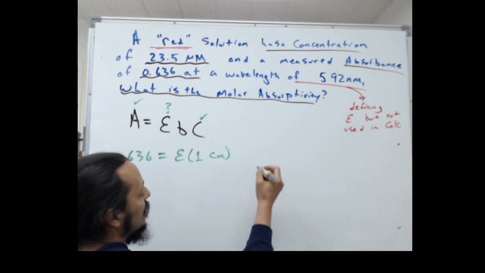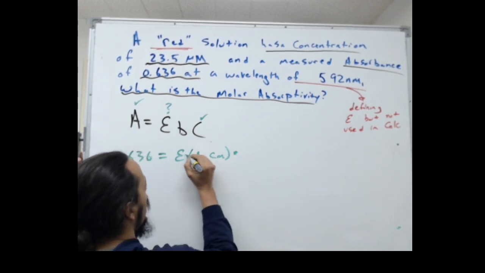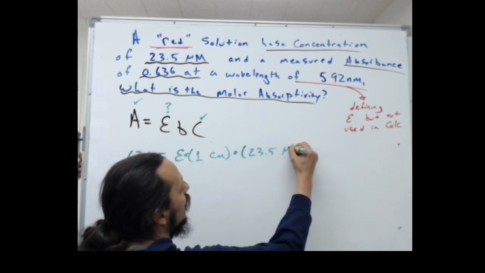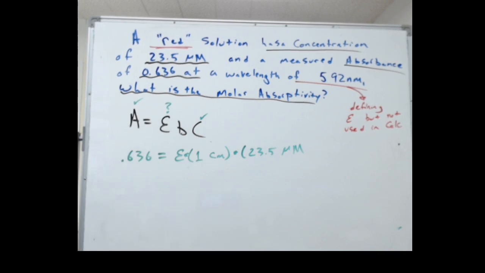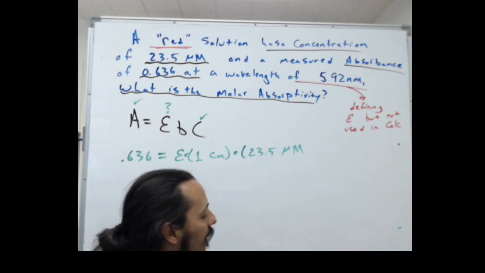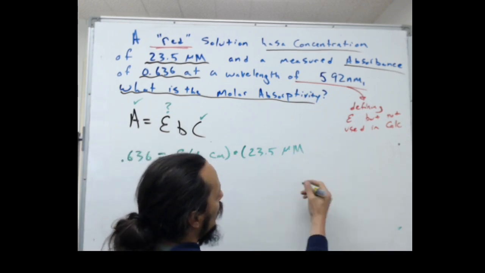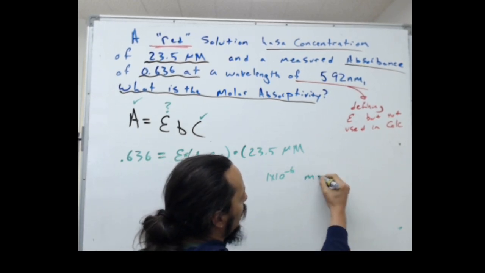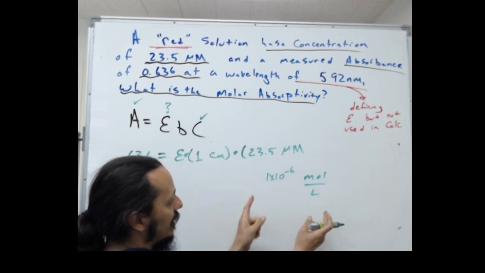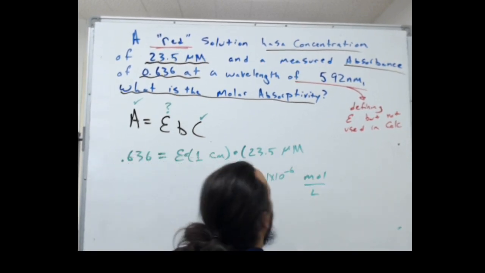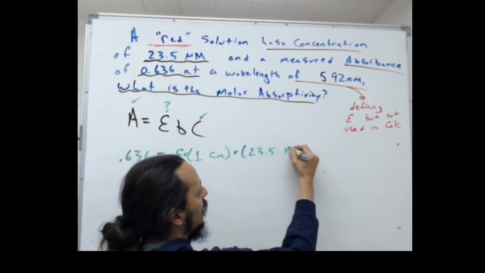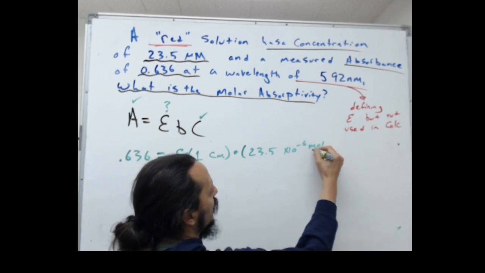And then we've got our concentration. Our concentration is going to be 23.5 micromolarity. I'm going to go ahead and just convert that really quick using our unit conversion rules for prefixes, remembering that micro is 1 times 10 to the minus 6, and that molarity is moles per liter. I'm going to plug that in for that micromolar, and we'll have 23.5 times 10 to the minus 6 moles per liter.